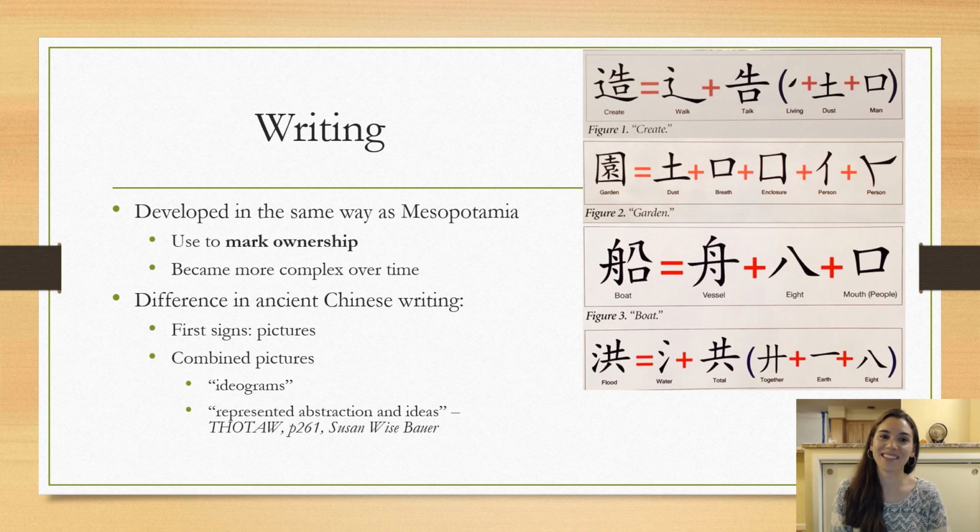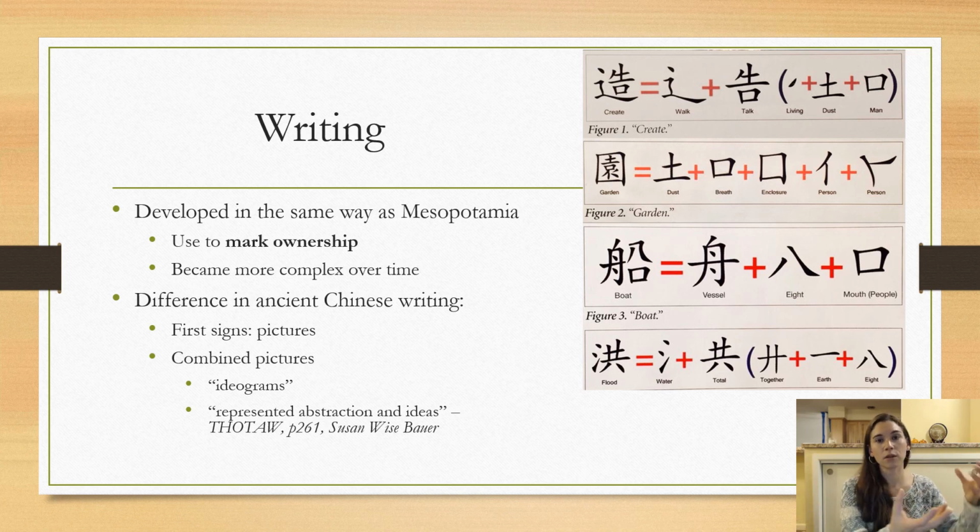Moving on to writing. Their writing system was developed in the same way as in Mesopotamia. It was first used to mark ownership, and the writing system became more complex over time. Chinese writing developed organically in and of itself.